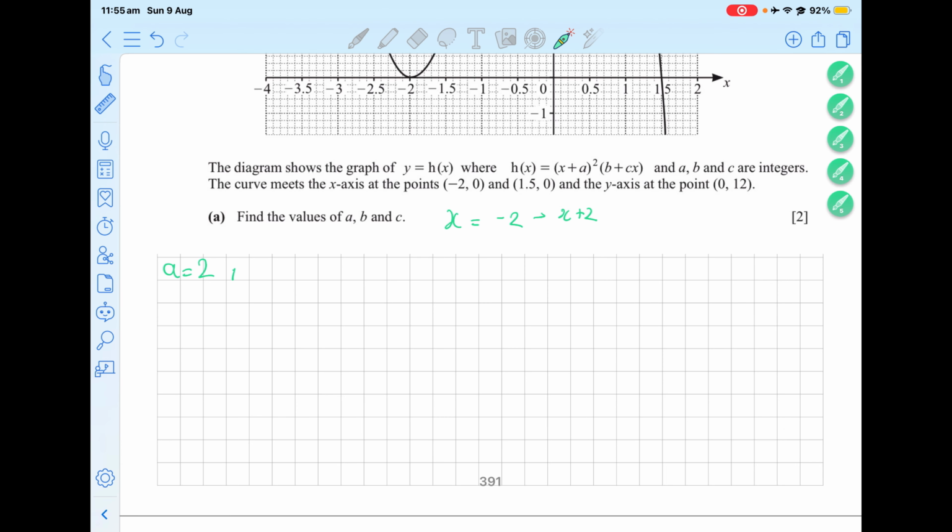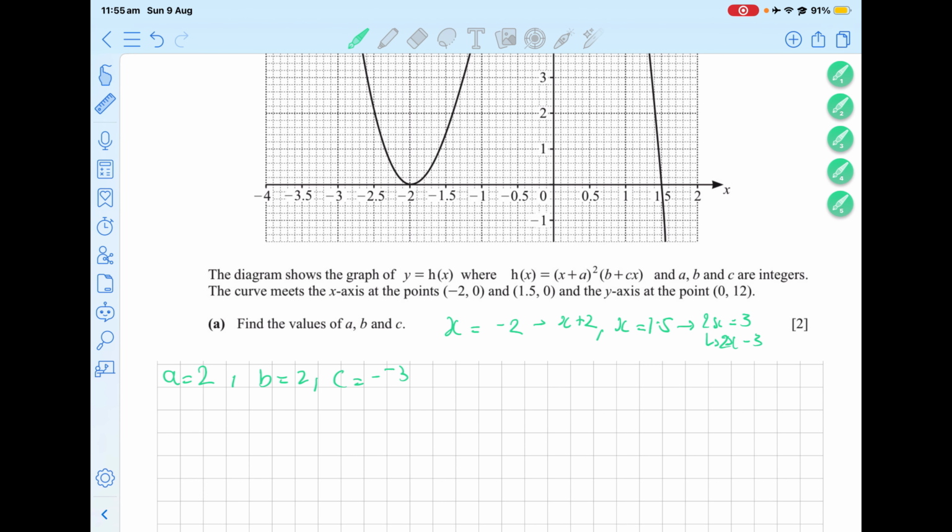And then for x equals 1.5, we'll have that 2x equals 3. So 2x minus 3 is the factor. So then b will be 2x, and c is minus 3. Yeah, so these are the values, and we know that there is also a point 0, 12, so you can also check by putting in zero. We'll have 2 squared times minus 3.